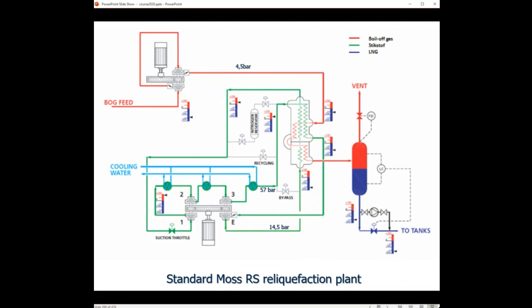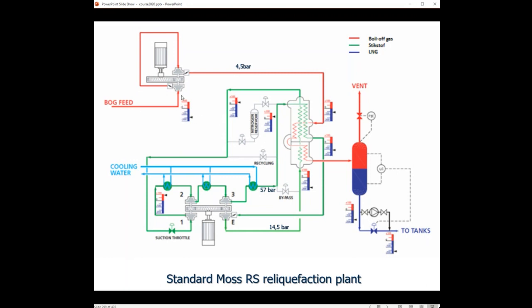Okay, for the cargo, the system is quite easy. You get the boil-off gas feed from the tank at the tank temperature, which is more or less minus 160 for the liquid. The vapor, as you see here, will be minus 145, 150, something like that.